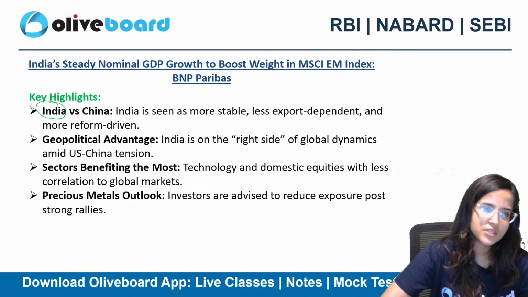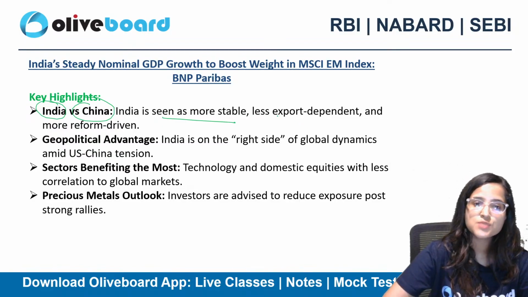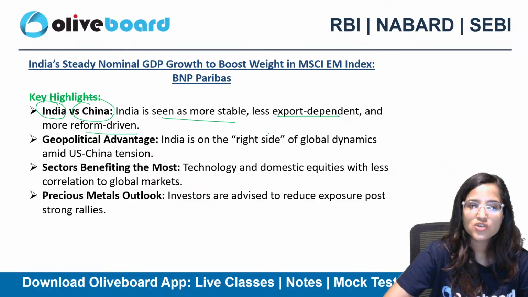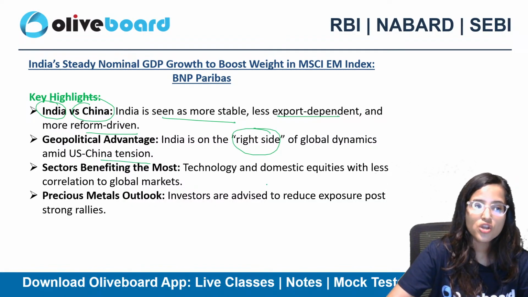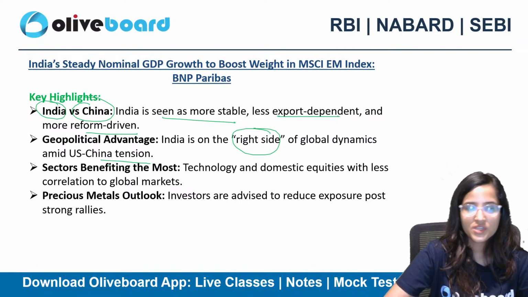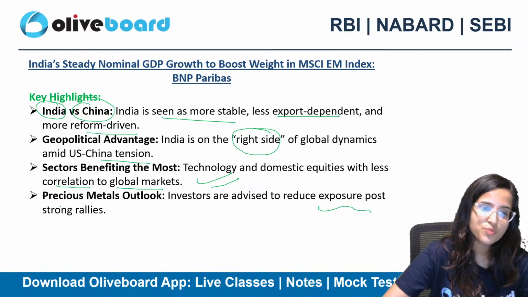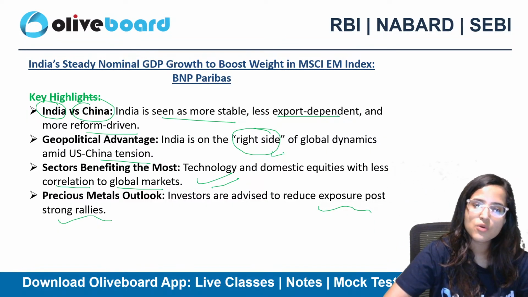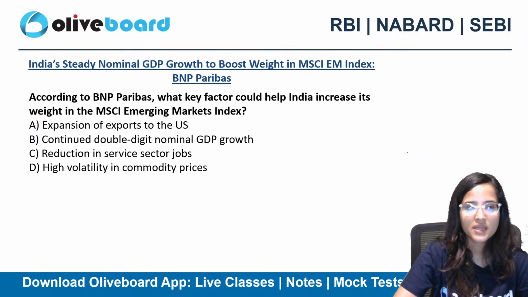And if we talk about the difference between India and China, India is seen as more stable than China, less export dependent, more reform driven than China. Okay, India is on the right side of global dynamics amid the US-China tension as well, and technology and domestic equities with less correlation to global markets are going to benefit the most. And investors are advised to reduce exposure post strong rally. So basically what we are trying to say is that if India wants to increase its weight in the MSCI EM index, then India's nominal GDP should grow at a steady pace.